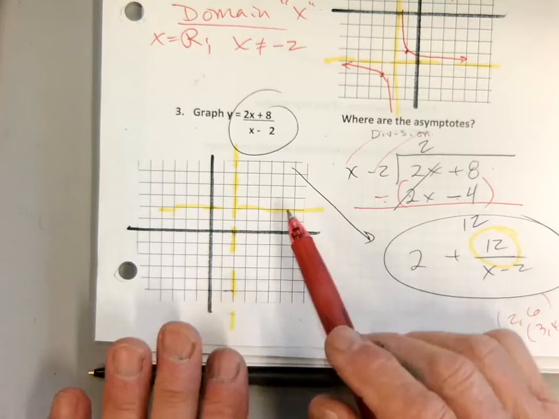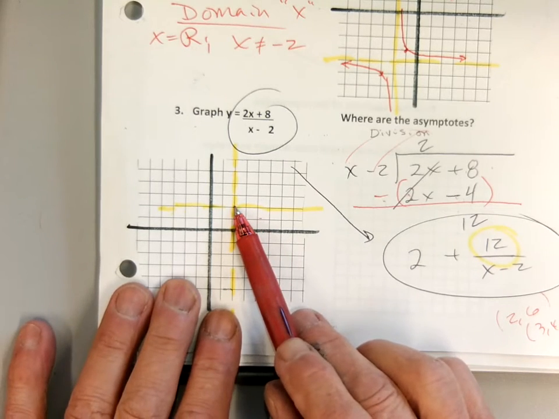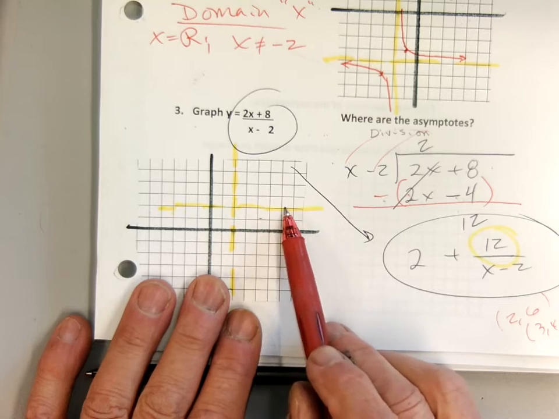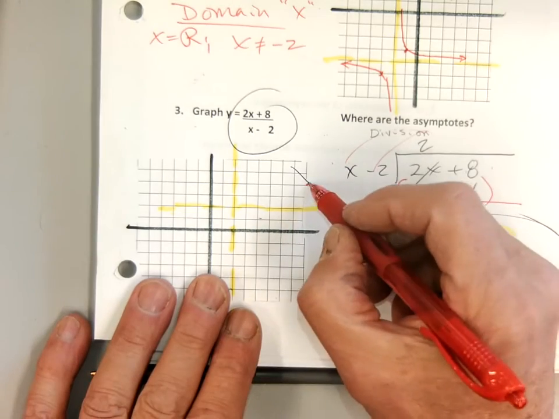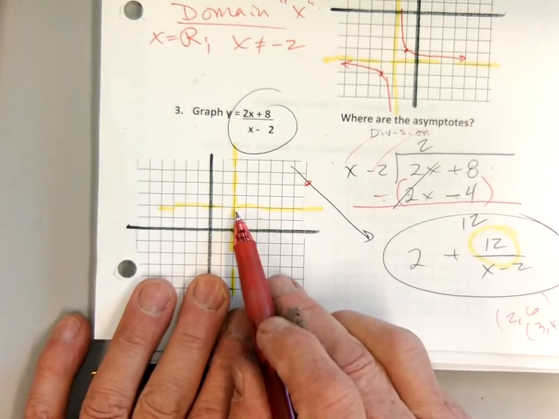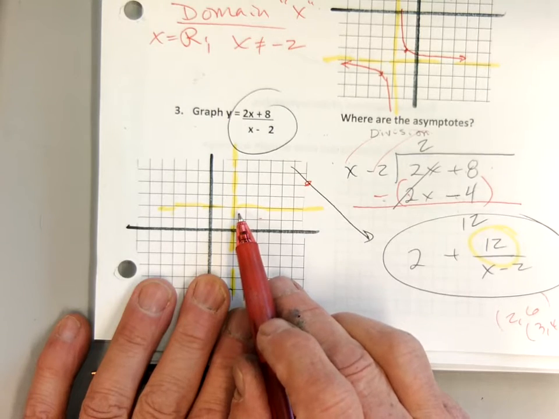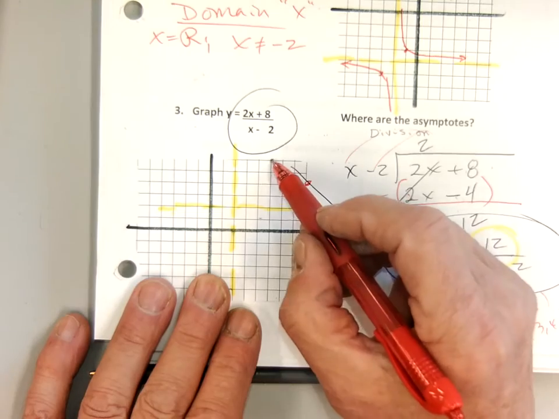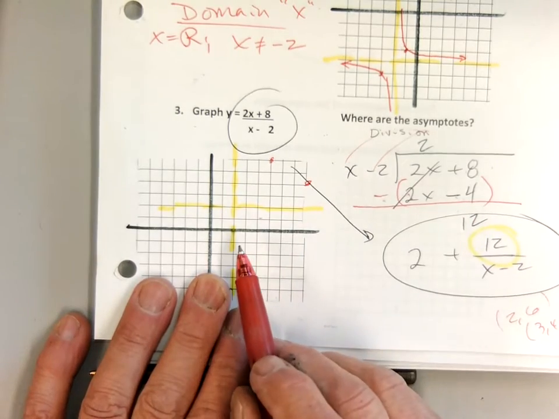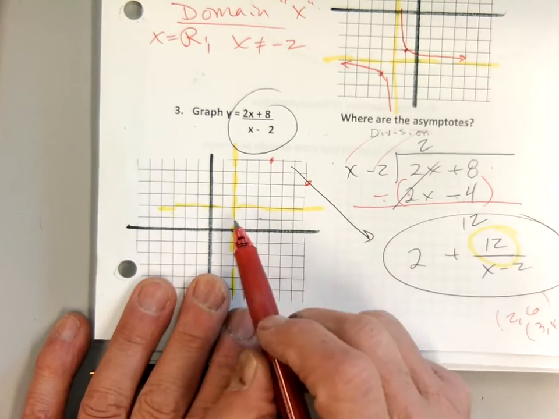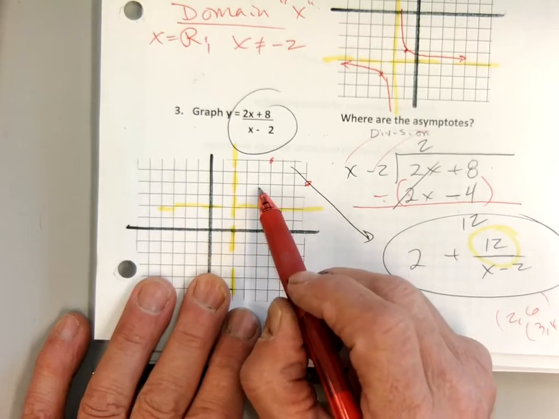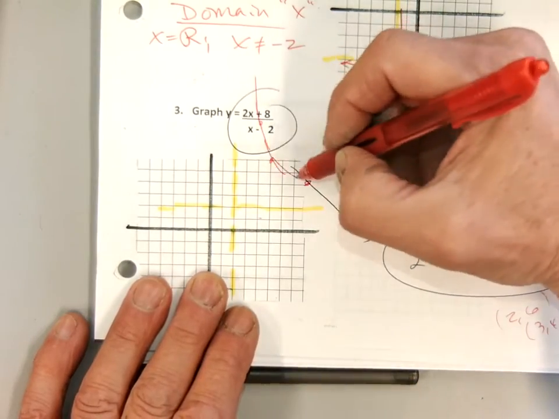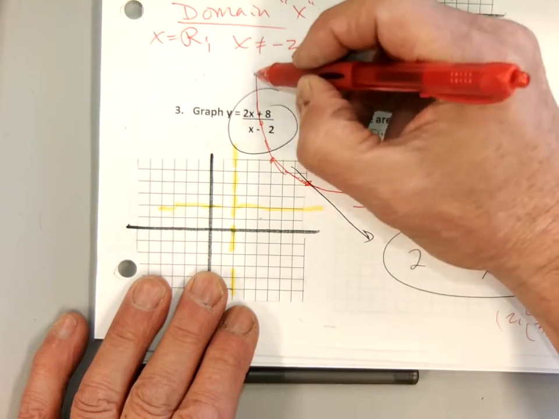So watch. From right here, watch my pencil. You guys said 2 and 6, right? 1, 2, 3, 4, 5, 6, 1, 2. From the asymptote. I heard 3 and 4. 1, 2, 3, 1, 2, 3, 4. I heard 6 and 2, or 2 and 6. 1, 2, 3, 4, 5, 6. So my graph's going to look something like that.